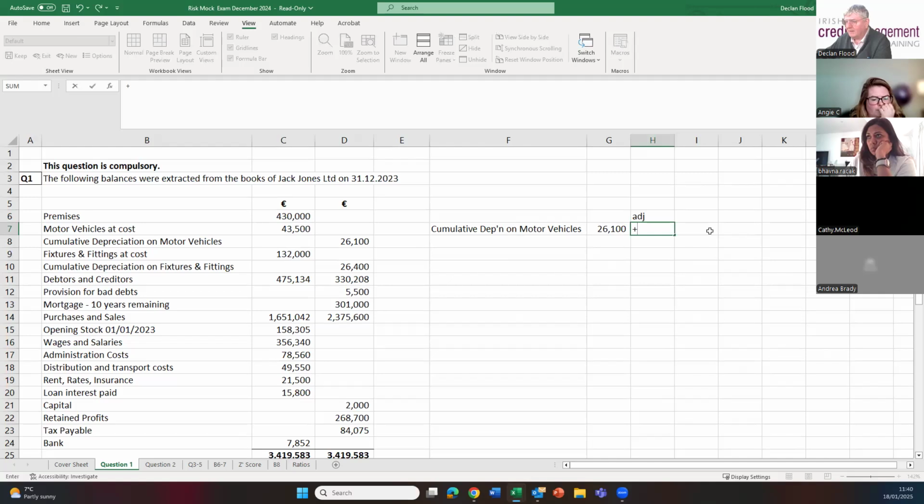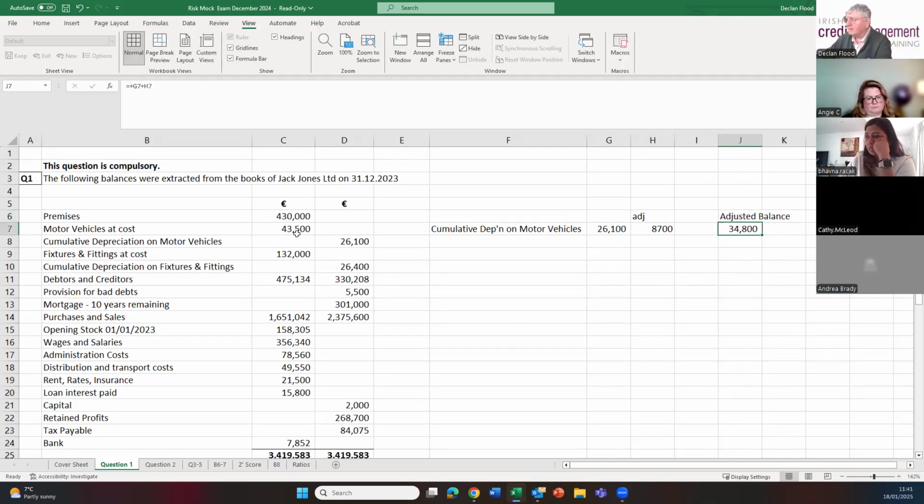So if I take the cost of my vehicles and multiply it by 0.2, which is 20%, now I know that I need to adjust my depreciation by 8,700. And so now my new depreciation figure is the 26,100 we had last year plus the 8,700 that I need to depreciate for the current year. And that gives me what we call an adjusted balance.